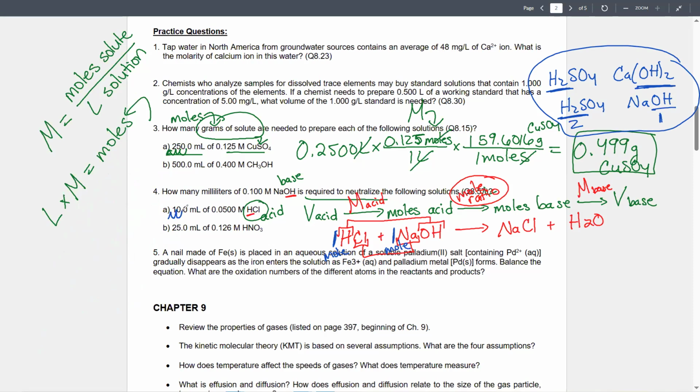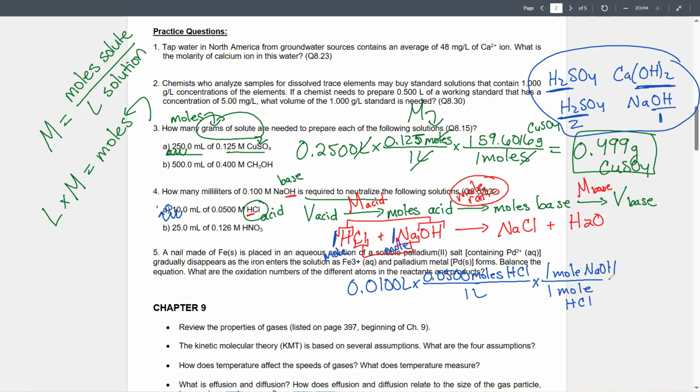So 1, 2, 3. So that's 0.0100 liter times the molarity to get to moles. 0.0500 moles HCl per 1 liter. And here's where the mole ratio comes in. There's 1 mole of HCl for every 1 mole of sodium hydroxide.